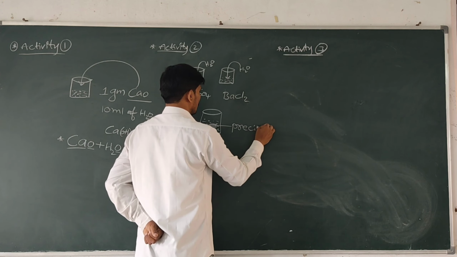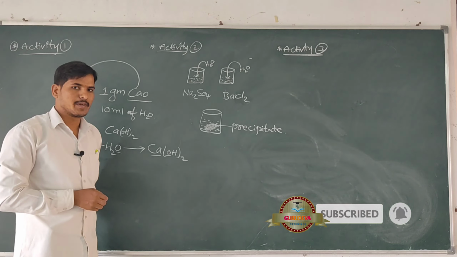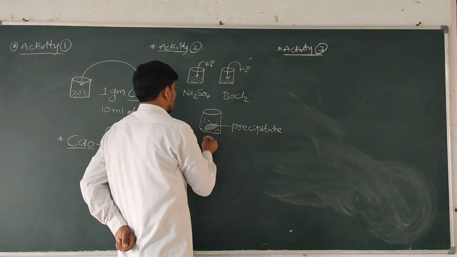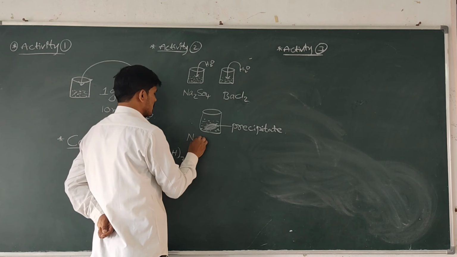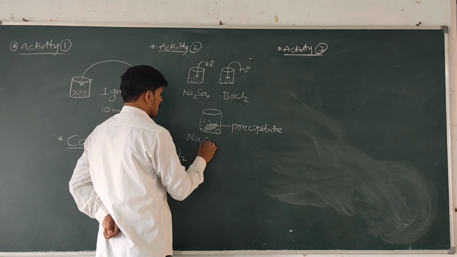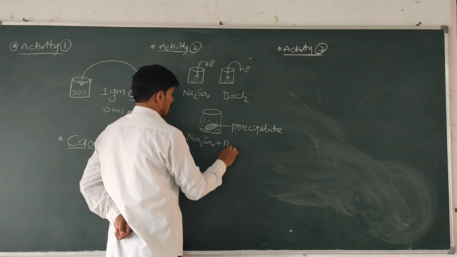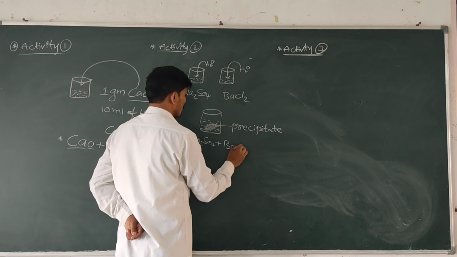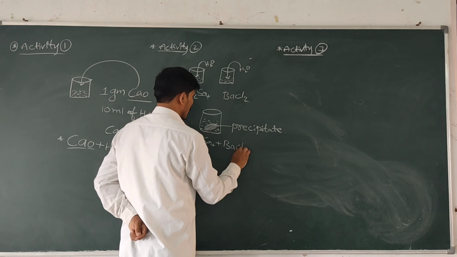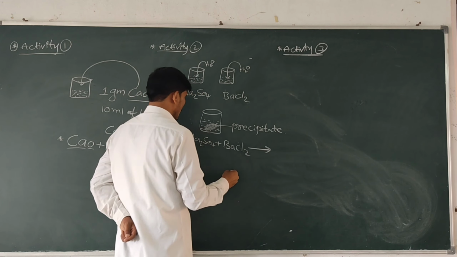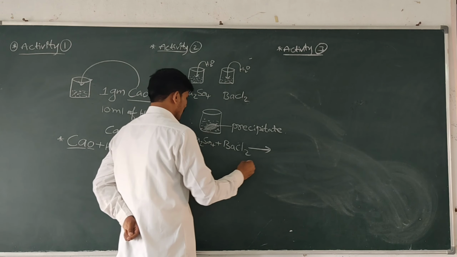Precipitate means an insoluble substance. Here, a chemical reaction takes place between sodium sulfate plus barium chloride. It will form BaSO4 plus 2NaCl. Observe the equation according to the law of conservation of mass.